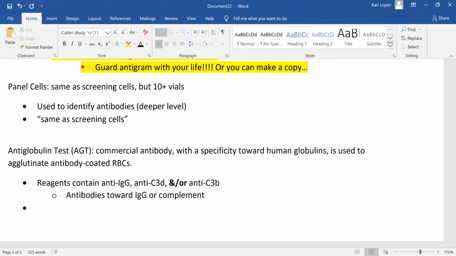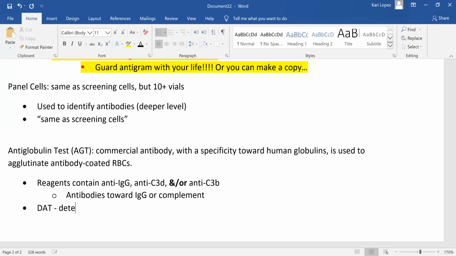Now, some types of antiglobulin testing. One is going to be the DAT, which is your direct antiglobulin test. And what that does is detects IgG or complement bound to red blood cells in vivo. Now, what is your in vivo? Is that going to be in the body or in the lab? It's going to be in your body. And then in vitro is going to be in the lab.